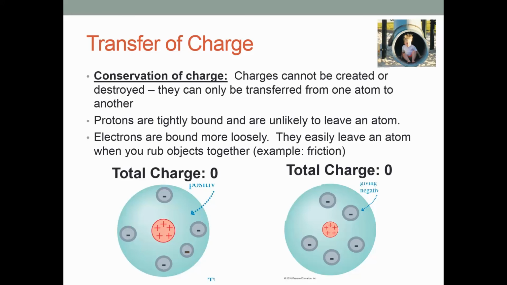But the electrons are more loosely bound. It's easy to remove an electron from an atom, especially in certain types of elements, when you rub objects together, for example, for friction. So if you were going down a slide and this child rubs against the slide, some of that friction will cause electrons to transfer between the child and the slide. And so what it looks like on the atomic level is an electron moves from one atom to another. The result is the first atom now has lost a negative charge. It now has a positive 1 charge. And the second atom has gained a negative charge, so it now has a charge of negative 1. Note that the total charge for both atoms is still 0. Charge has been conserved. It's just moved from one object to another.